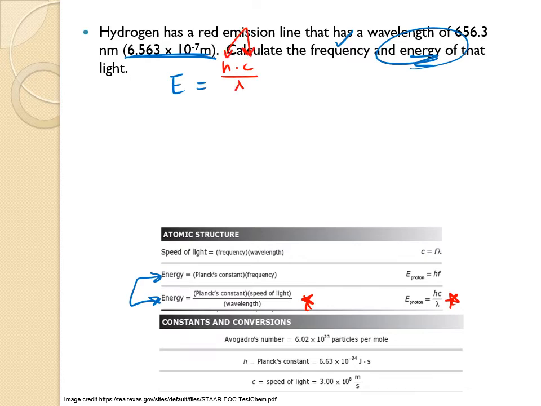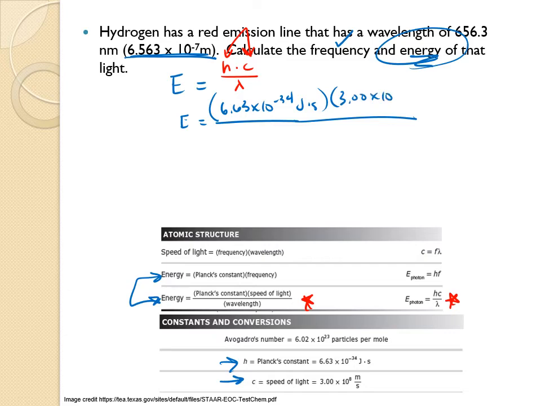Both of these are constants. So we're going to start with lots of constants. Planck's constant is here: 6.63 times 10 to the negative 34 joule seconds. We're going to multiply that by the speed of light, which is here: 3.00 times 10 to the 8th meters per second. Good. We're going to divide that by the wavelength. The wavelength is given to us here.